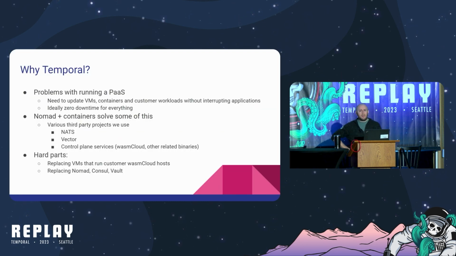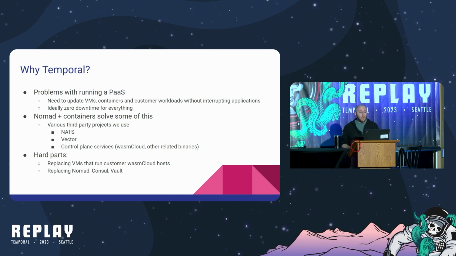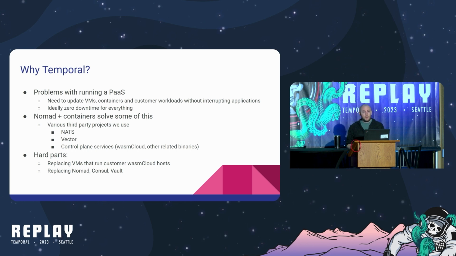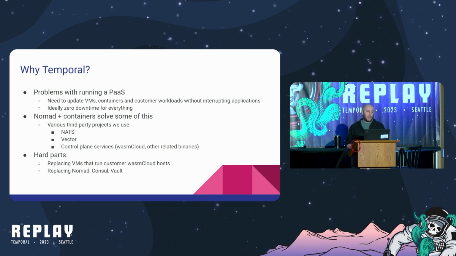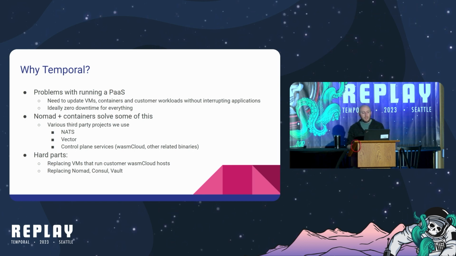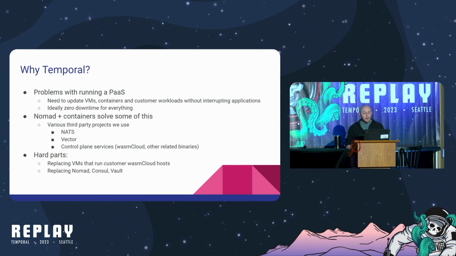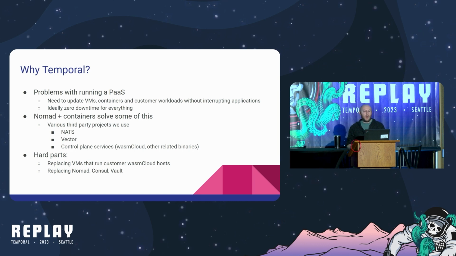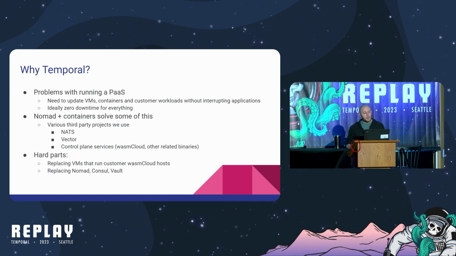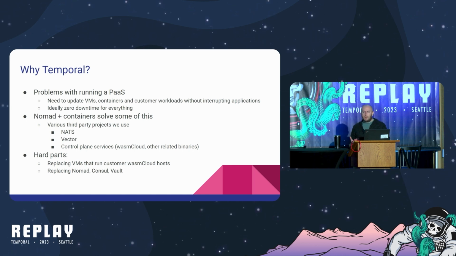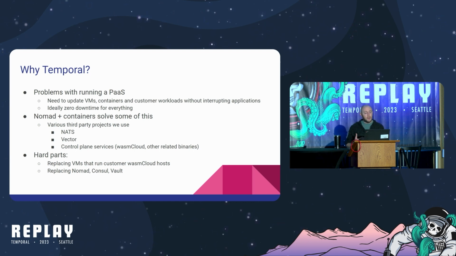So why did we decide to actually go with Temporal? As an infrastructure team, especially a very small one, running an actual platform as a service, we have a whole bunch of maintenance tasks that we need to do day to day, week to week. So things such as updating virtual machines, like EC2 instances, updating various parts of our platform that happen to run as containers, our customer workloads, things like that. And we want to do that in a way that minimizes downtime and ideally has zero downtime, both for us and our customers. Using Nomad in particular as an orchestrator solves that for us, very similar to, I imagine, anybody who happens to be running Kubernetes for your infrastructure.